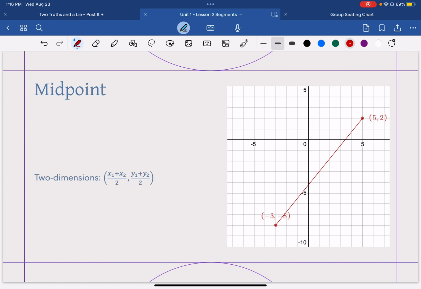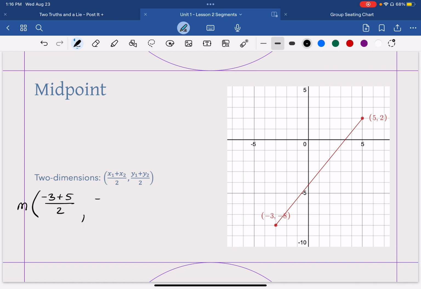Two-dimensionally, if we are looking at here, we are really just doing the same exact thing we did one-dimensionally, but instead we are finding the average of both coordinates. So let's find the average between these 2 points. Okay, so we end up with -3 plus 5 all over 2. I'm going to say that this is going to be our point M.